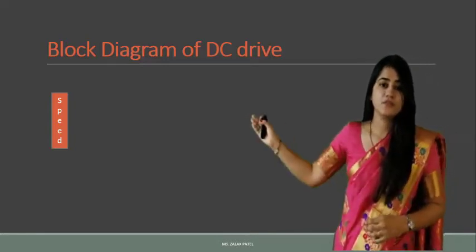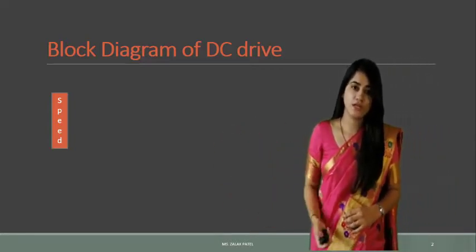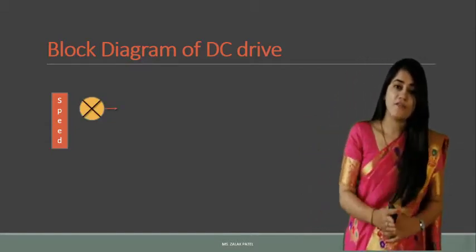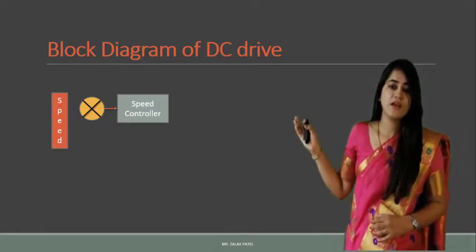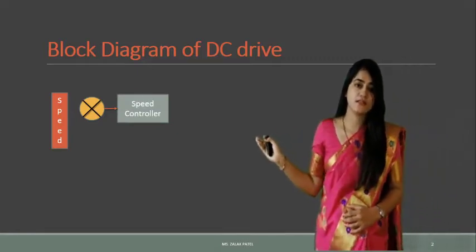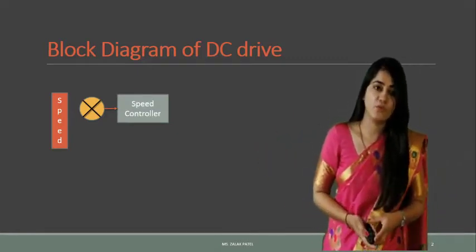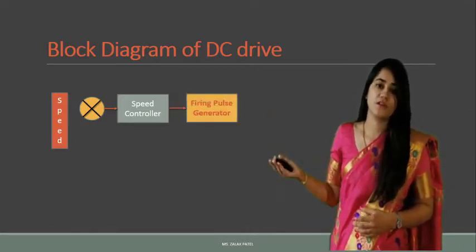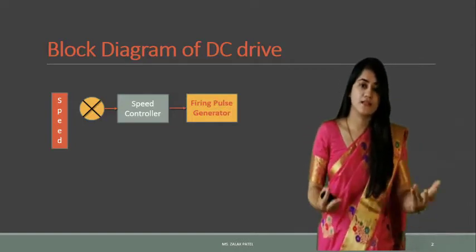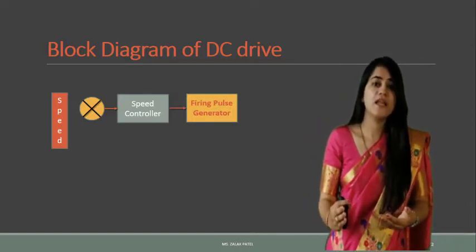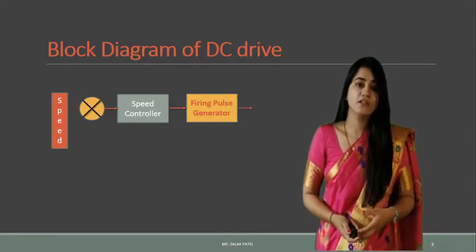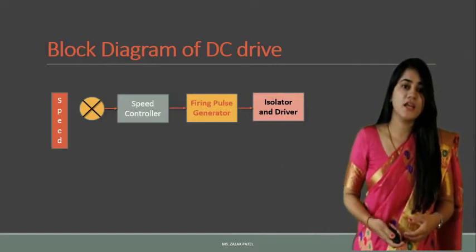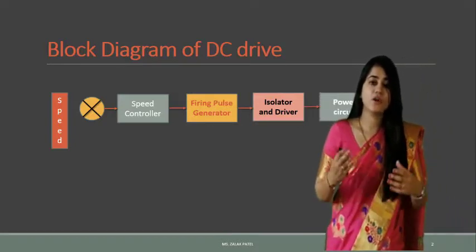Here, the first block is the speed control for the DC drive. Then it is applied to the mixer, and after the mixer, the speed controller is there. The speed controller is necessary to calculate the RPM of the motor, and then it is given to the firing pulse generator. The firing pulse generator is necessary to give some delay angle to the motor, and further it is given to the isolator and driver circuit, and then lastly to the power circuit.